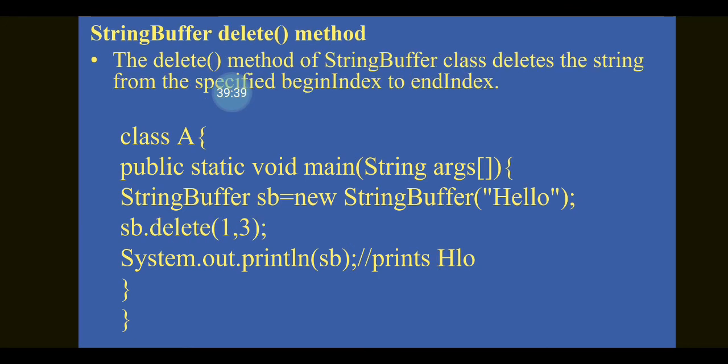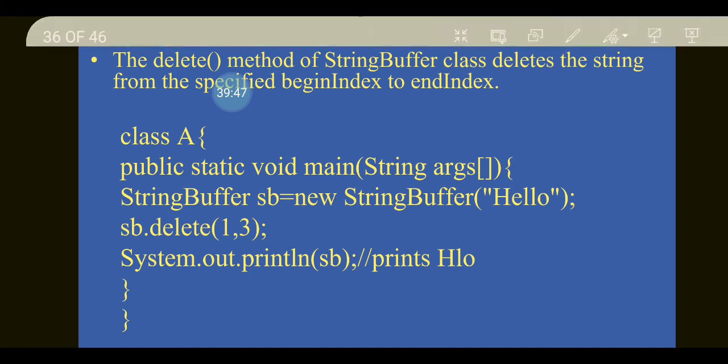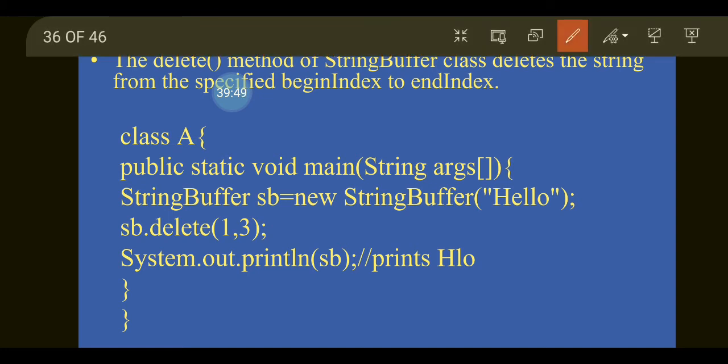And then the delete method. In order to delete particular values from the given start position to the end position, we can use the delete method. Here delete(1, 3), so that e and l will be deleted. It's not replaced, e and l will be deleted, and the output will be hlo. Again, the end index is exclusive, so the characters at positions 1 and 2 will be deleted.